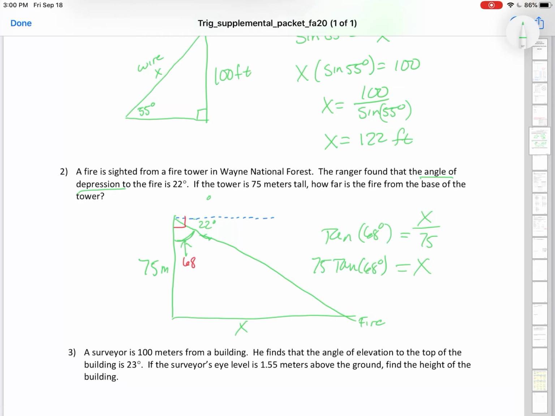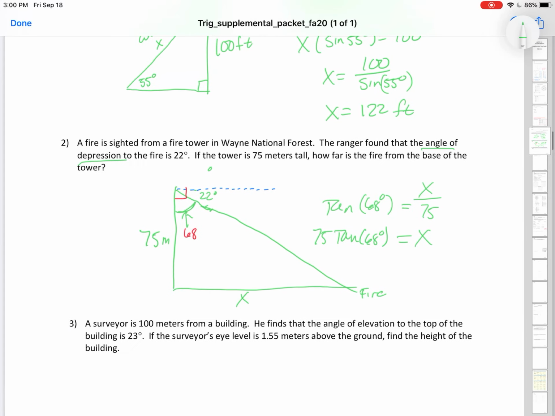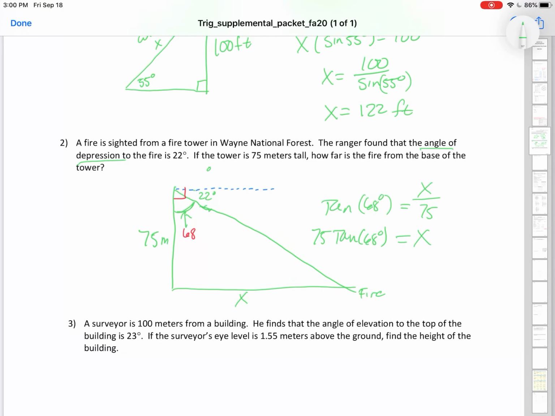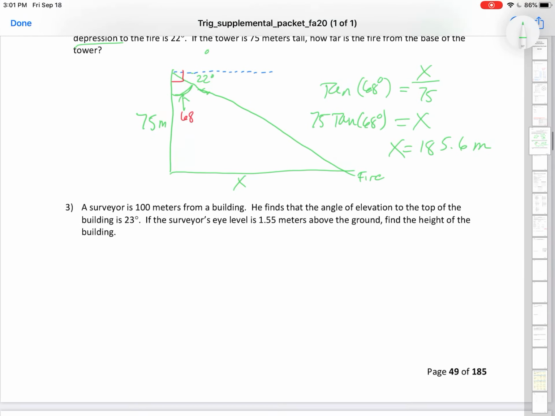Now, what's special about all these problems is that they're all off of right triangles. The question is going to be, well, what if it's not a right triangle? Well, that's why we're pushing chapter 7 right up here, so you can see that. So if you take 75 times the tangent of 68 degrees, making sure you're in degree mode, I'm getting a distance of 185.6 meters. That's how far the fire is away from the tower.